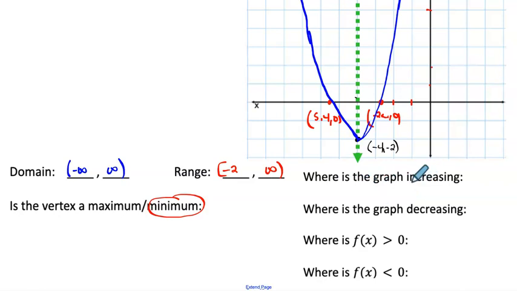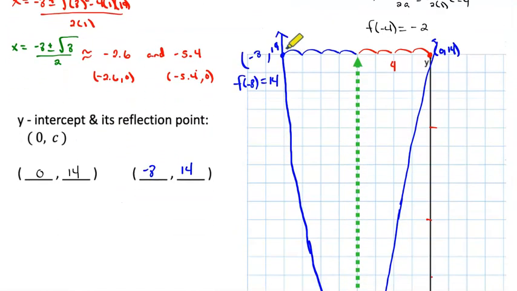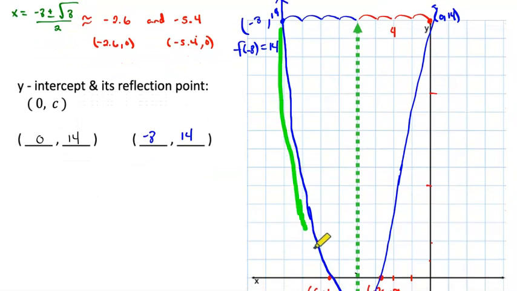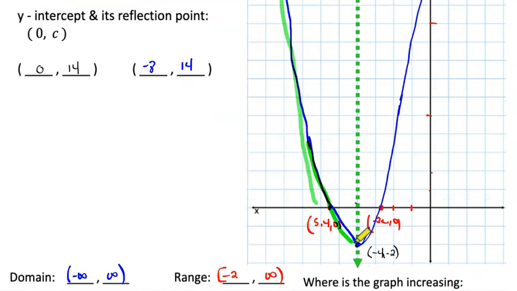Where is the graph increasing? Well, remember, you read a graph from left to right. If I read from left to right, what's happening to all my y values in this part of the graph? They are going down. As my x values get closer to negative 4, all my y values are decreasing. Here's negative 4, negative 5, negative 6, negative 7 somewhere around here. All my y values are going down here.